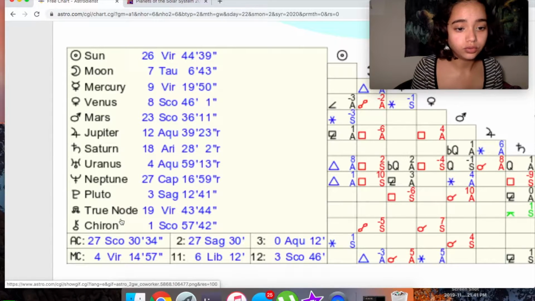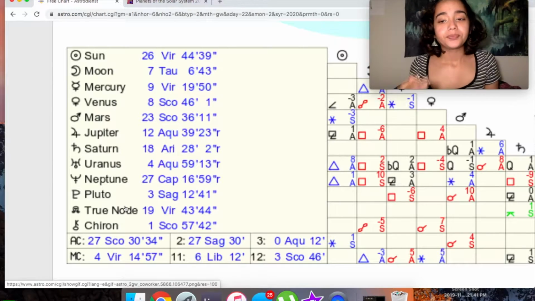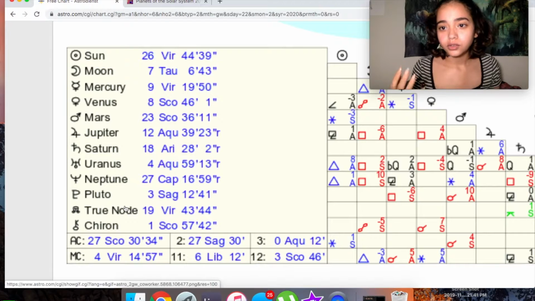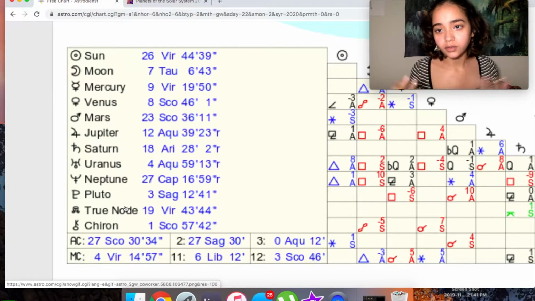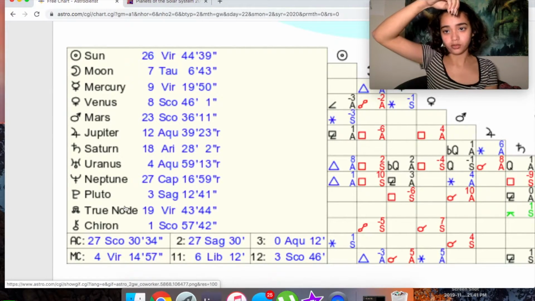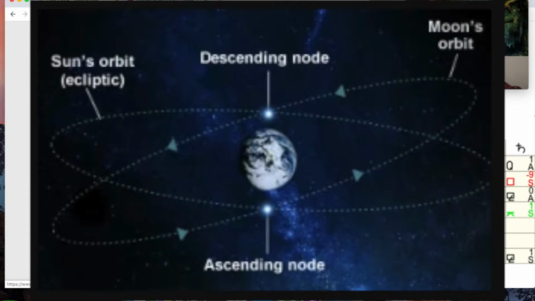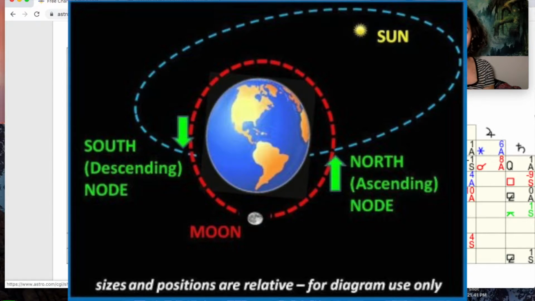Neptune, Pluto, true north node. What are the nodes of the moon? Basically, when you think of the poles of the earth, right? There's a south pole and a north pole directly opposite from each other. And so that's what's considered the north node and the south node of the moon. So they call the north node of the moon the very top of the moon, and the south node the very opposite side of that.